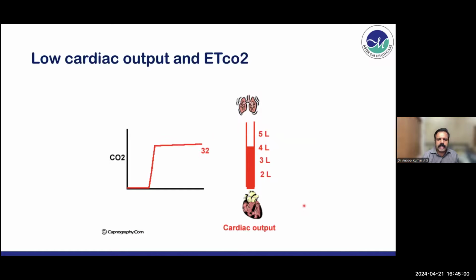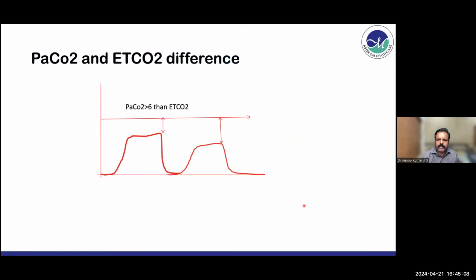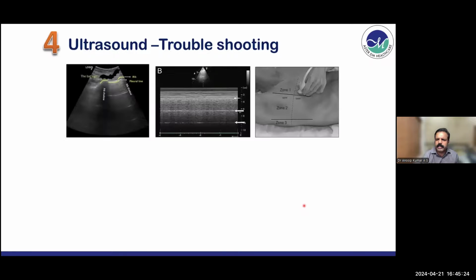And with cardiac output variation, your EtCO2 will vary. That is why I told you it has a role in assessing circulation also. If your cardiac output is low, your EtCO2 can be low. Then sometimes we can have a significant difference between PaCO2 and EtCO2, especially when there is a problem with the vasculature. Your gradient will be too high. That can give you an idea that it can be something like a pulmonary embolism.